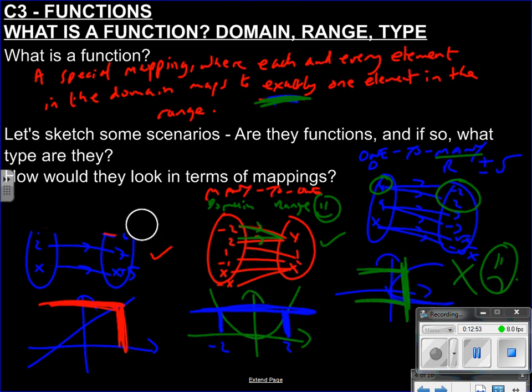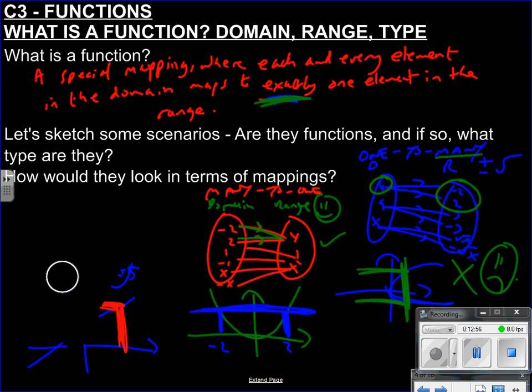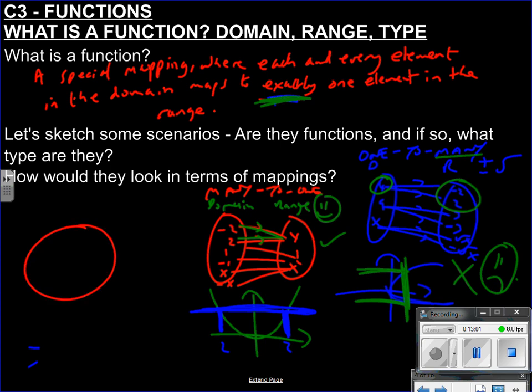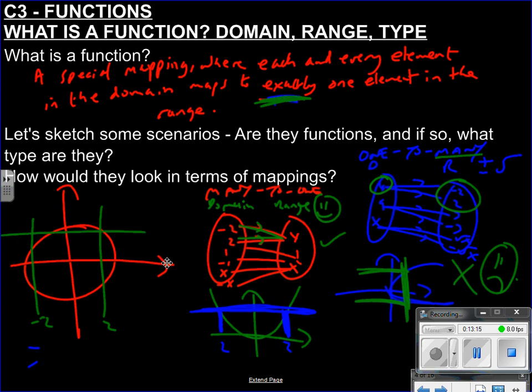Okay? And finally, you could have a scenario which could be described as a many-to-many. And that could be, for example, a circle. Because on a circle, you can see that many, let's say 2 and minus 2 again, many values in the domain, many x values, two x values, return two values of y. So again, we don't have this exactly one element in the range. So a many to many, I have two values of x giving two values of y. So therefore, this is not a function.